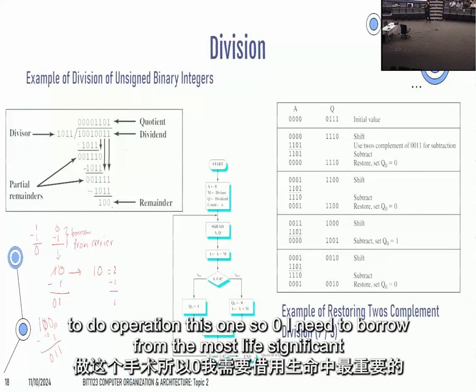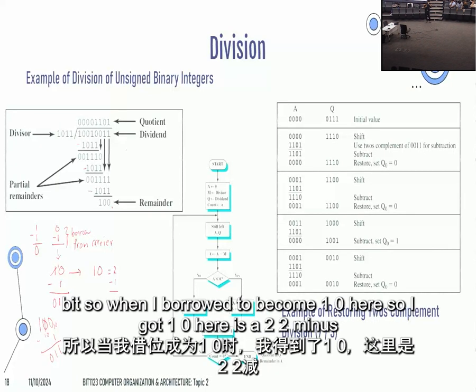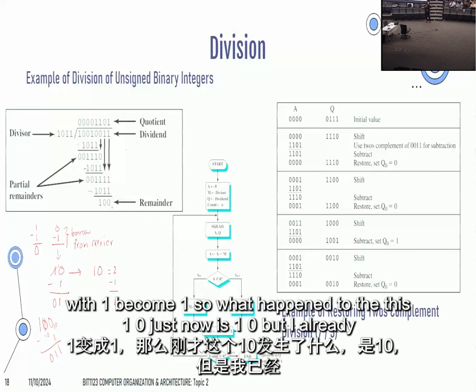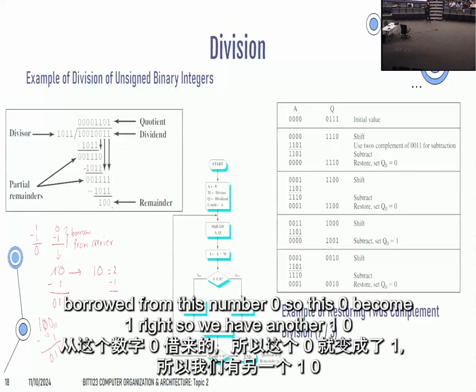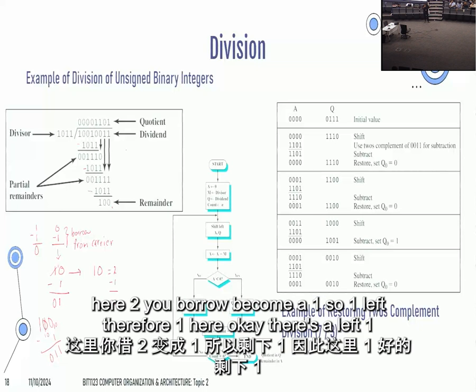Now I want to do the operation on this one. So 0, I need to borrow from the most left significant bit. When I borrow, it becomes 1, 0 here. So I got 1, 0 here, which is a 2, and 2 minus 1 becomes 1. So what happened to this one, 0? Just now it was 1, 0, but I already borrowed from this number 0. So this 0 becomes 1, right? So we have another 1, 0 here, 2.